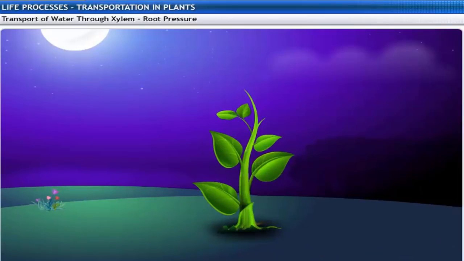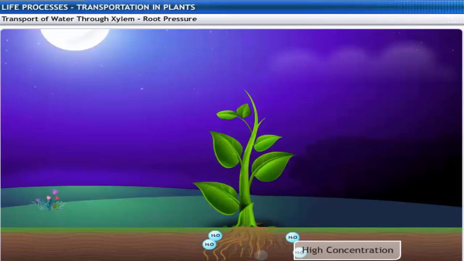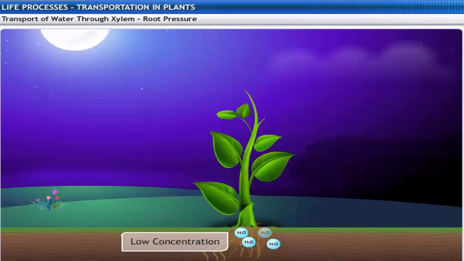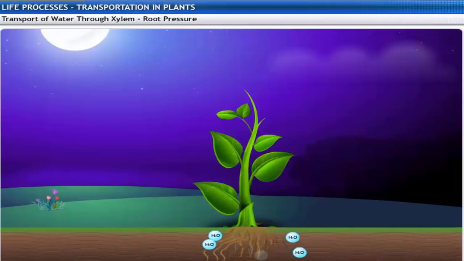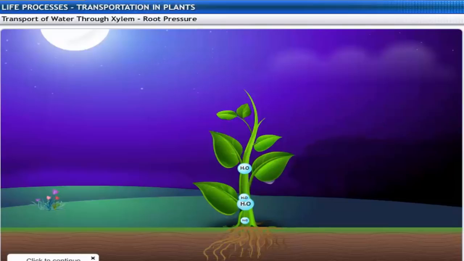Let's see what root pressure is. The osmotic pressure within the cells of a root system causes the water to move from higher concentration soil to lower concentration root cell. This pressure allows water to move from the roots into the leaves. The excess water exudates out as drops of xylem sap from the edges of leaves. This process is known as guttation.